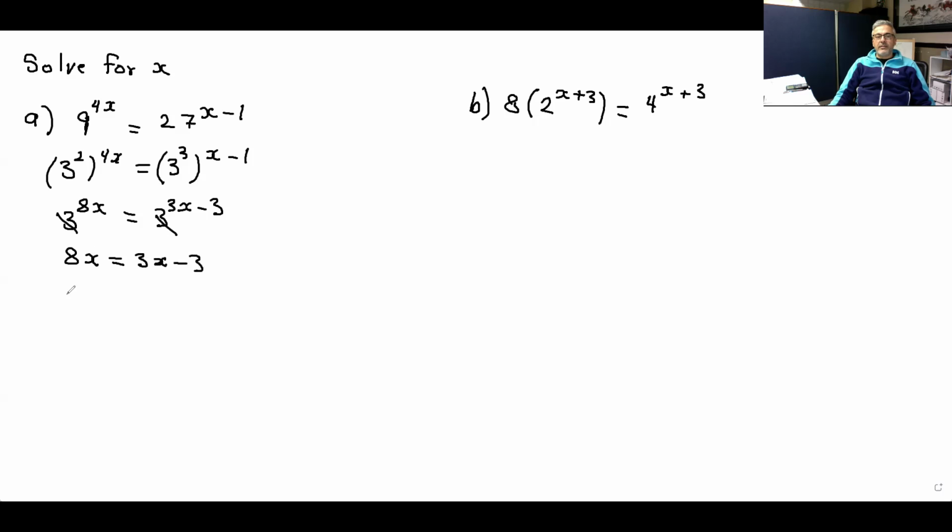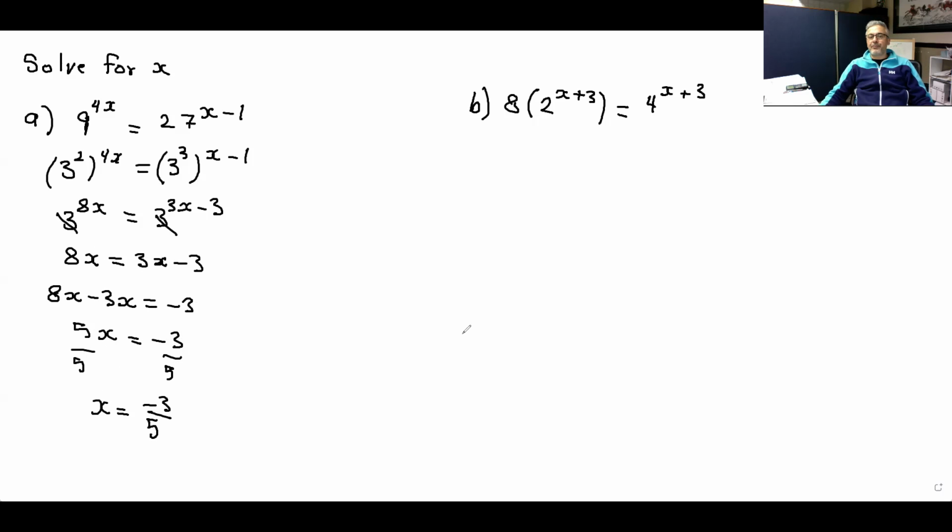Move the 3x to the other side, it becomes minus 3x, so 8x minus 3x equals negative 3. That's 5x equals negative 3. Divide both sides by 5, and therefore x equals negative 3 over 5.